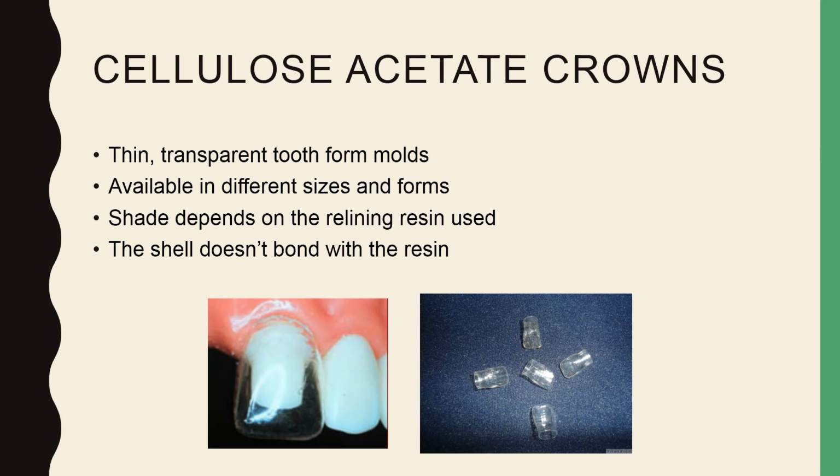The cellulose acetate crowns are thin, transparent tooth form molds. They are available in different sizes and forms, and the shade depends on the relining resin used. The shell doesn't bond with the resin, hence it's removed once the crown is made. The size is chosen by the mesiodistal width and not the length, since the length can be adjusted afterwards.